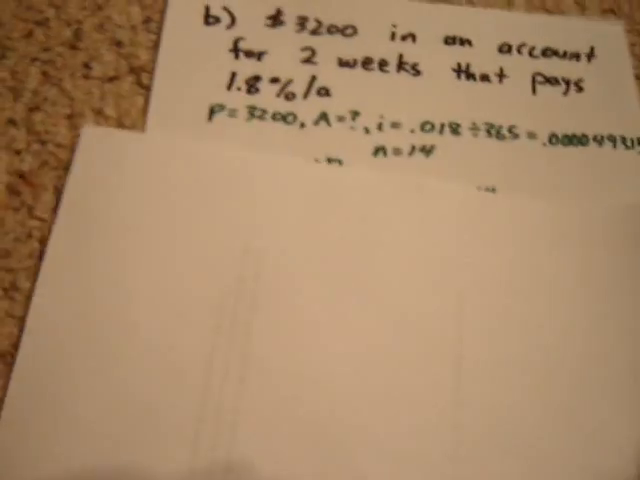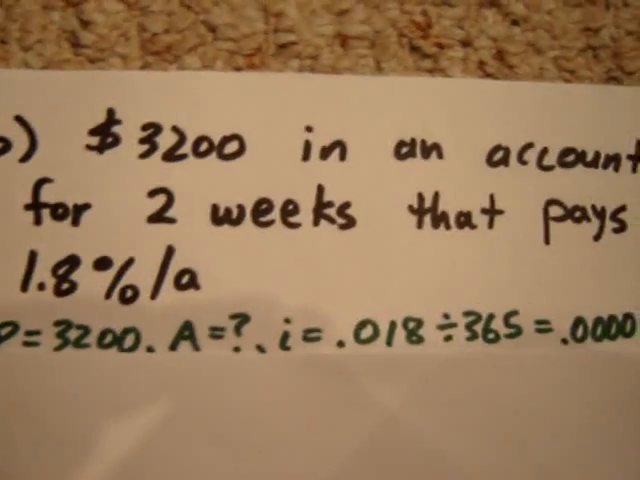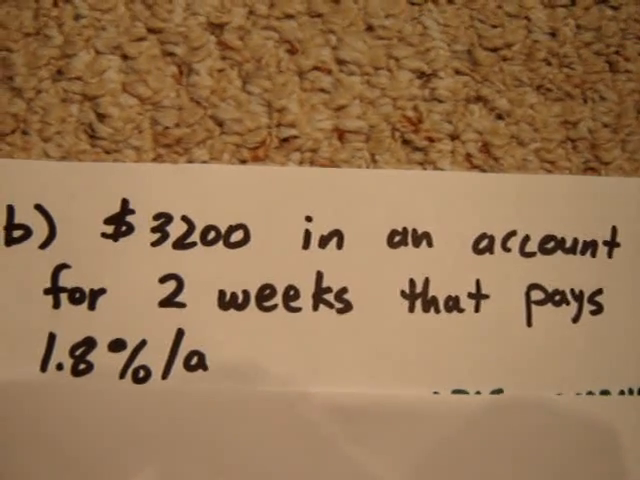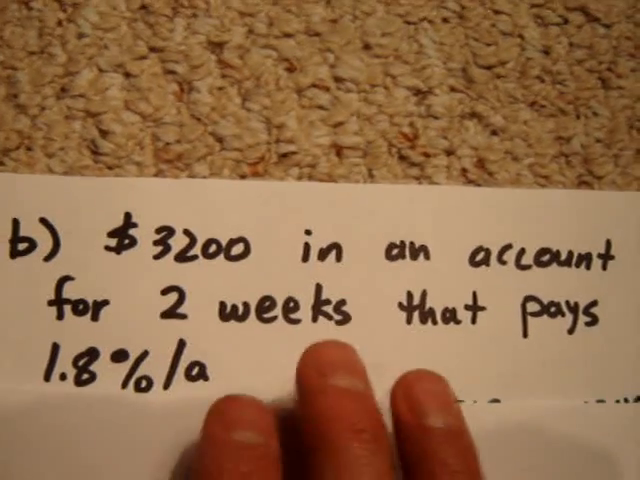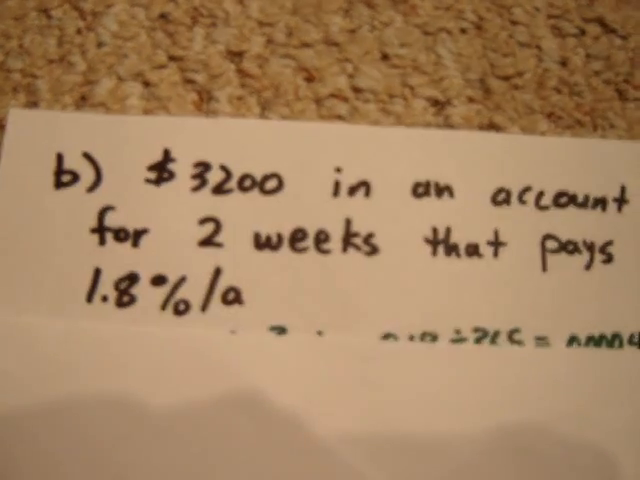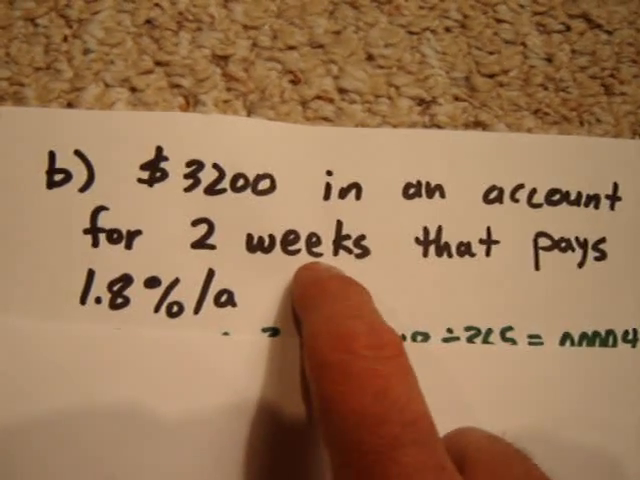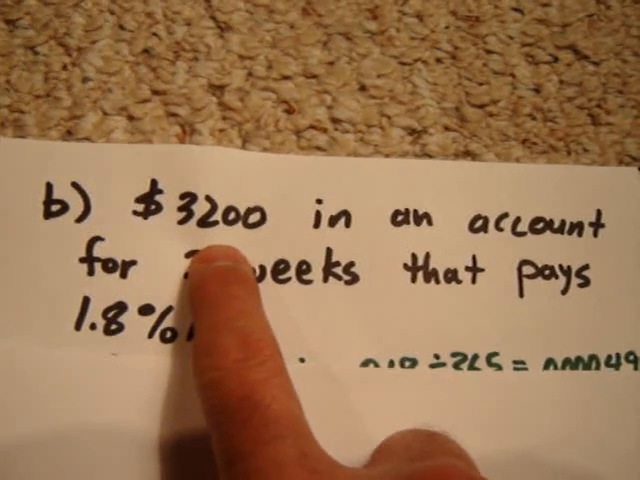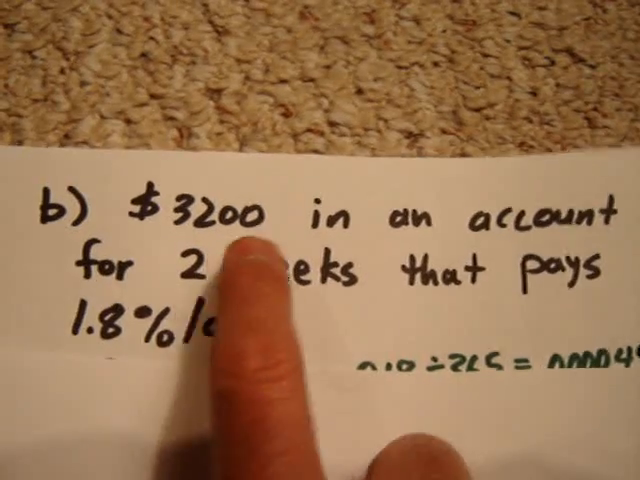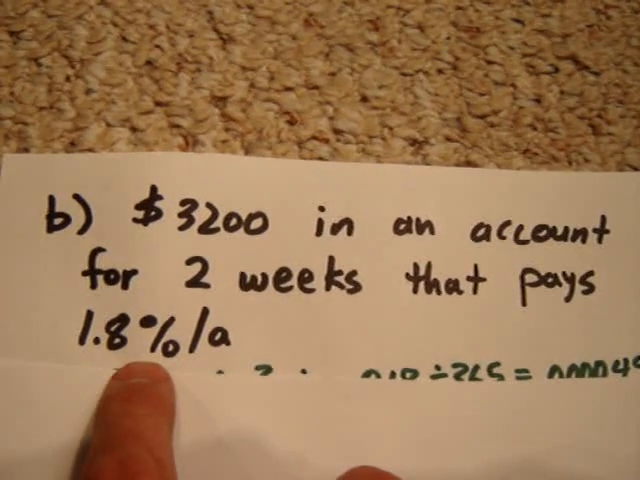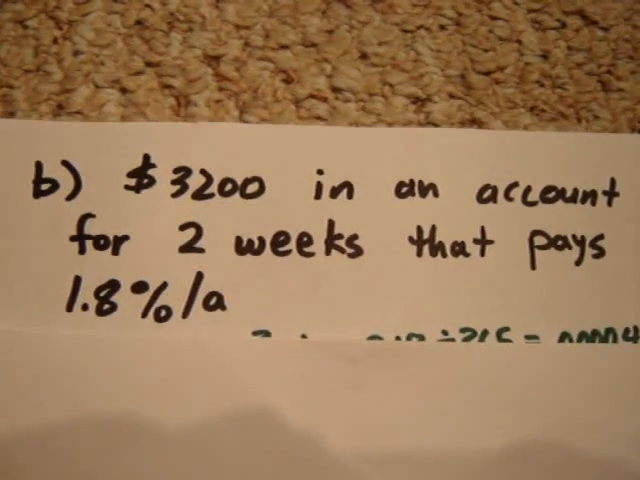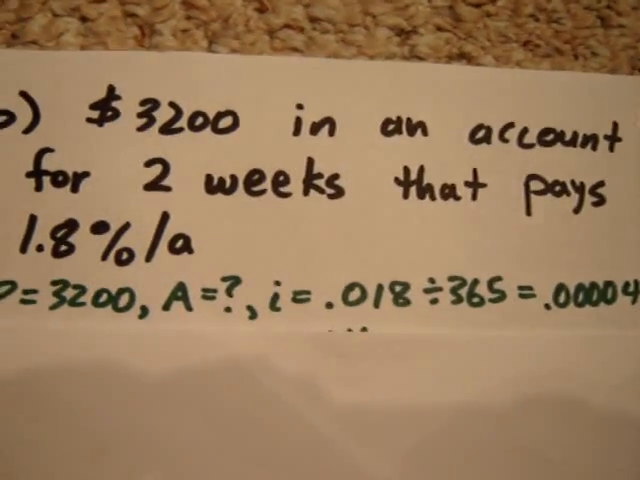Our next question asks us to determine the future value of $3,200 in an account for 2 weeks that pays 1.8% per annum. Well, 2 weeks means that our exponent will be 14. Our principal value is $3,200, that'll be P. And we'll have to figure out what little letter I is. It's going to be 0.018 divided by 365. So we write our solution.